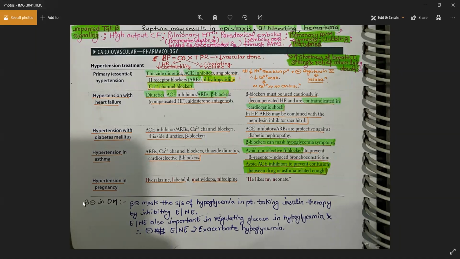Then comes hypertension in pregnancy. Drugs must be used very carefully because they can be teratogenic. But the safe drugs include hydralazine, labetalol, methyldopa, and nifedipine. Very important. You can remember them by the mnemonic 'He likes mine, neonate.' H for hydralazine, L for labetalol, M for methyldopa, and N for nifedipine. Very important.